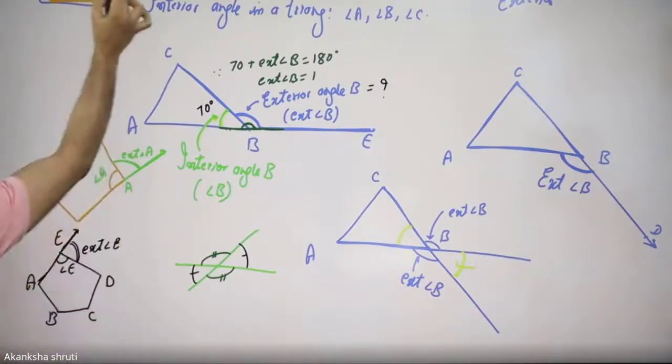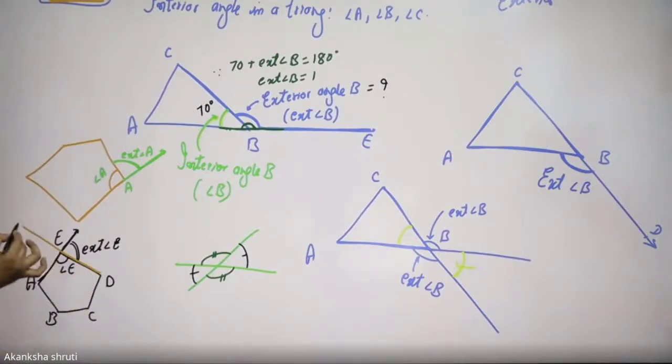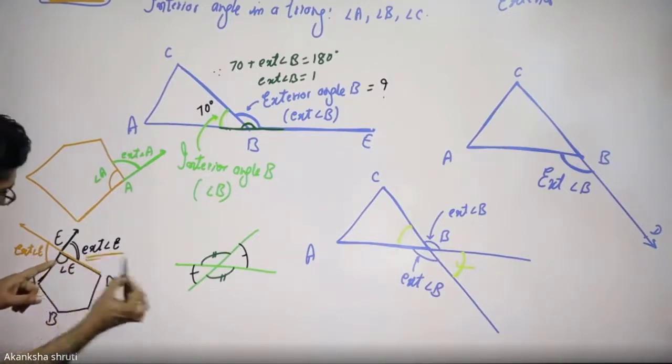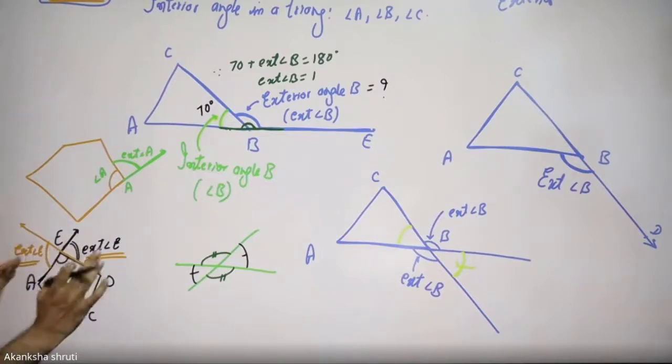Students, you are also free to extend DE, like here. At this time, this will be the external angle E. And here we are observing these two angles, one is this, another is this. These two are vertically opposite because it is one straight line and it is the other straight line. So whatever this angle is, the same will be this angle. Okay, students? So that's why both of these are the external angle.